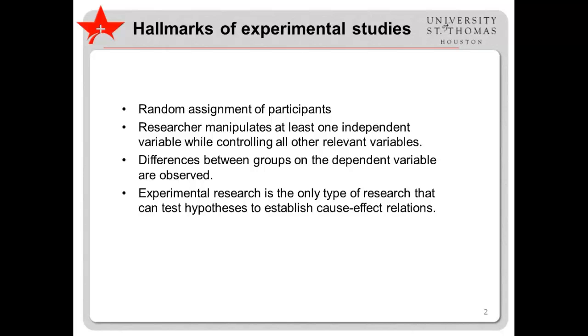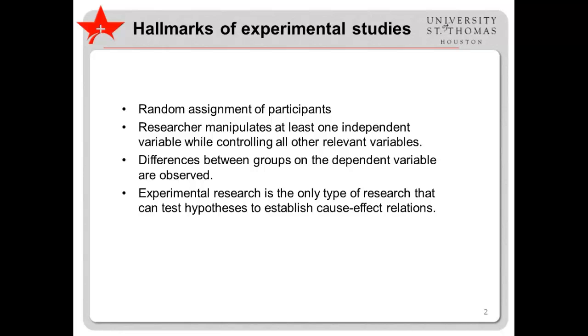First, let's talk about the hallmarks of experimental studies. The most important aspect of experimental studies is the random assignment of participants to groups. In other words, groups are completely randomly formed at the start of the experiment, and participants have no influence on each other. The next hallmark is that the researcher manipulates at least one independent variable while controlling all other relevant variables. For example, a teacher could provide phone coaching on homework to one group of students, but not another. Everything else about the student's classroom experience would be the same.